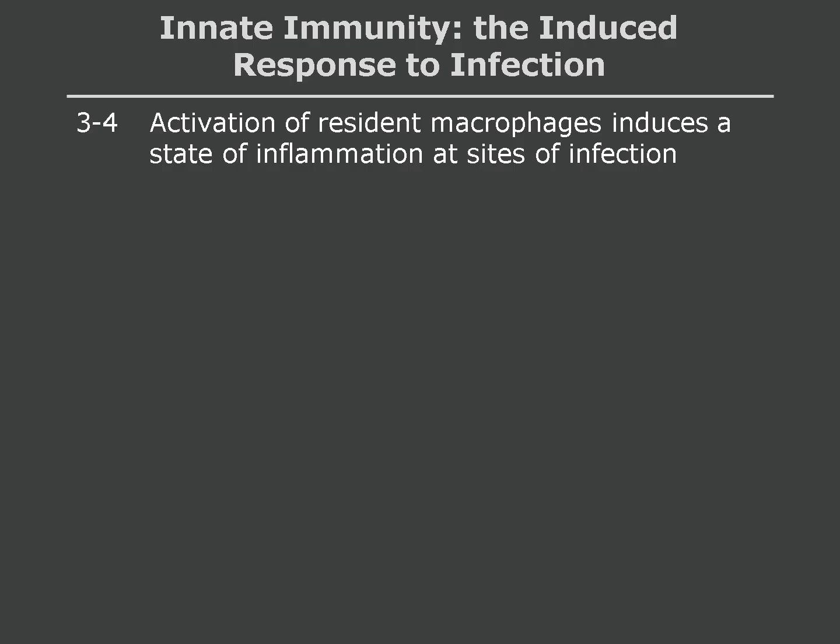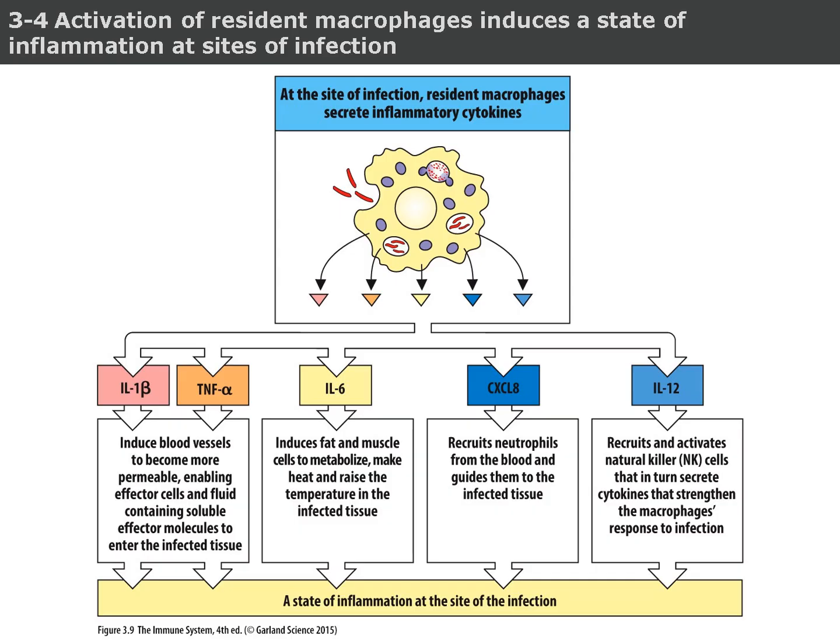Activation of resident macrophages induces a state of inflammation at sites of infection. This diagram illustrates how resident macrophages, upon detecting infection, initiate an inflammatory response by secreting signaling molecules known as cytokines. At the top, a macrophage detects pathogens and responds by releasing several key cytokines. Interleukin-1 beta and tumor necrosis factor alpha increase the permeability of nearby blood vessels, which allows immune cells and helpful molecules in the bloodstream to enter the infected tissue.